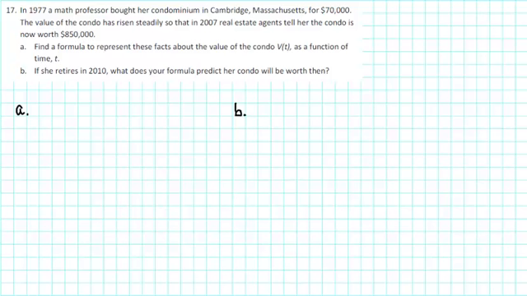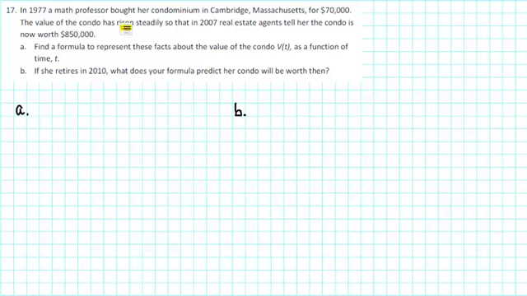In 1977, a math professor bought her condominium in Cambridge, Massachusetts for $70,000. The value of the condo has risen steadily so that in 2007 real estate agents tell her the condo is now worth $850,000. A. Find a formula to represent these facts about the value of the condo V of t as a function of time t. B. If she retires in 2010, what does your formula predict her condo will be worth then?